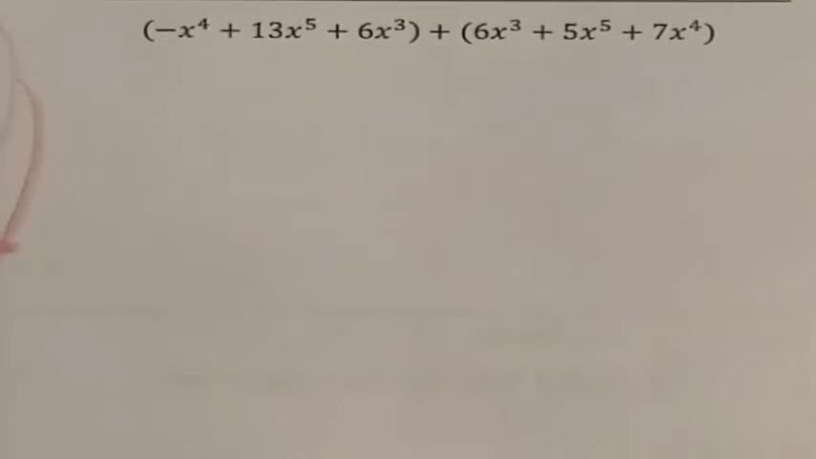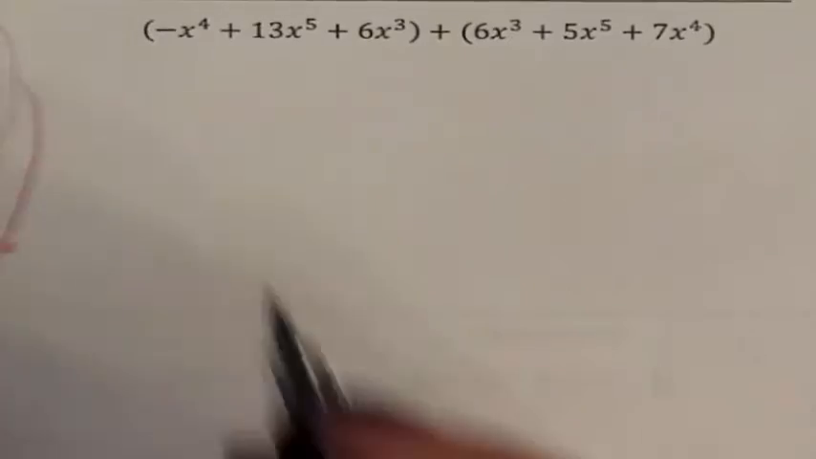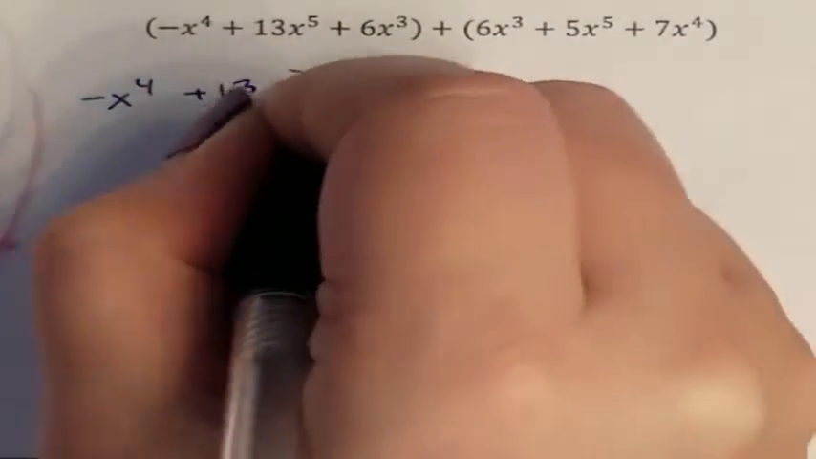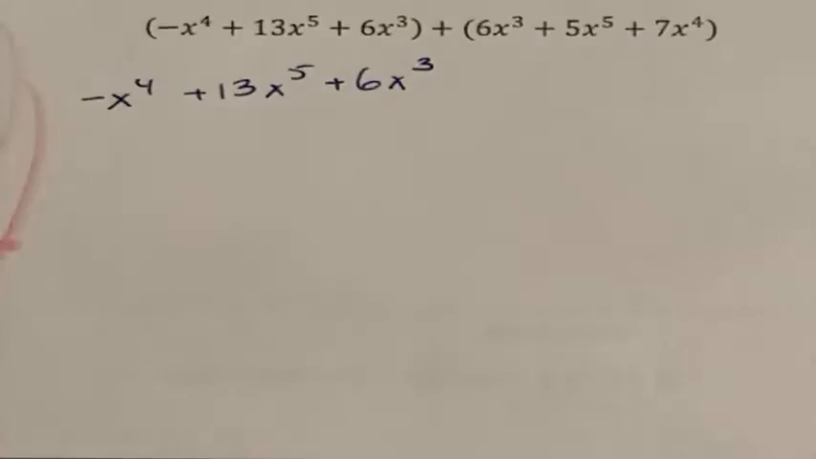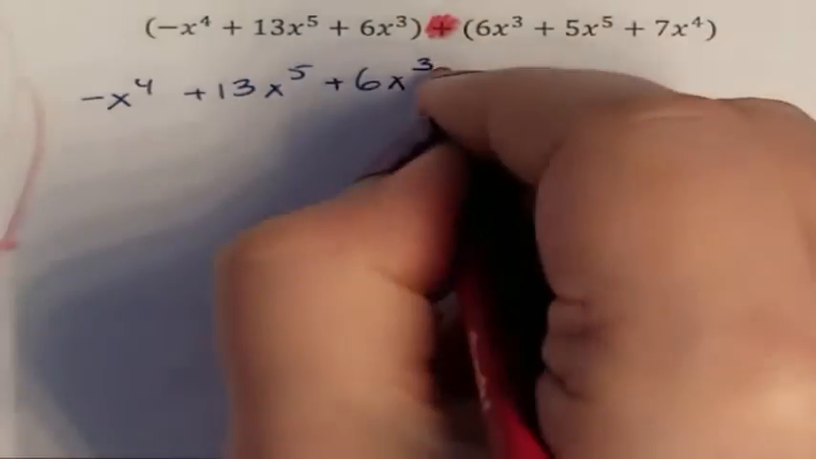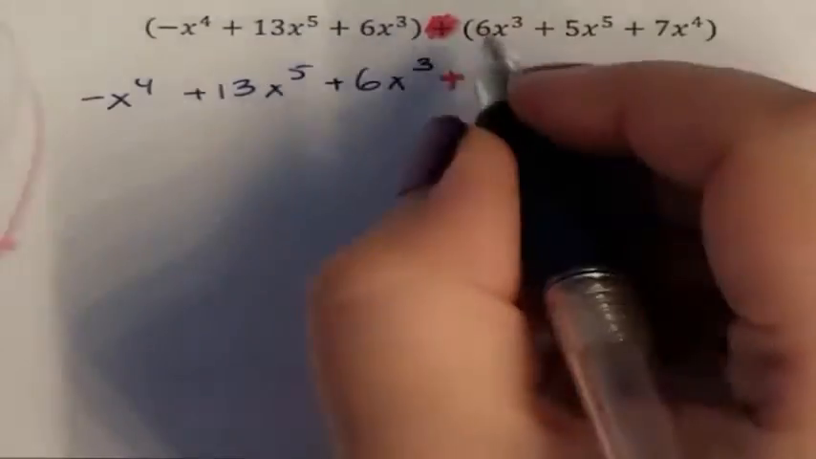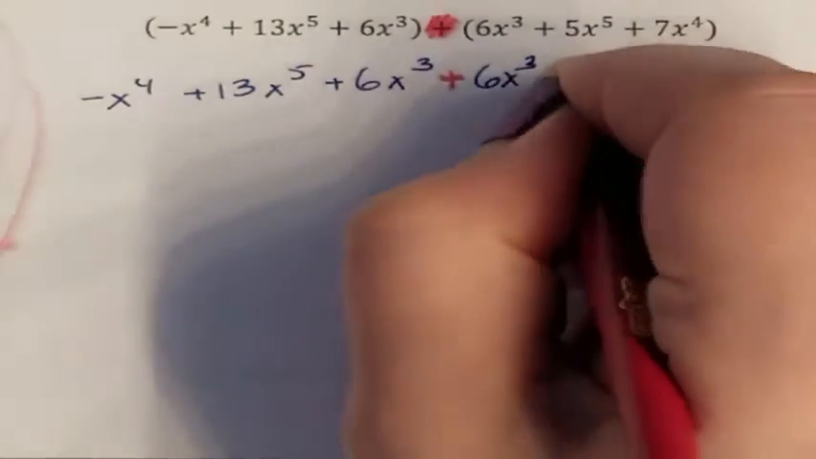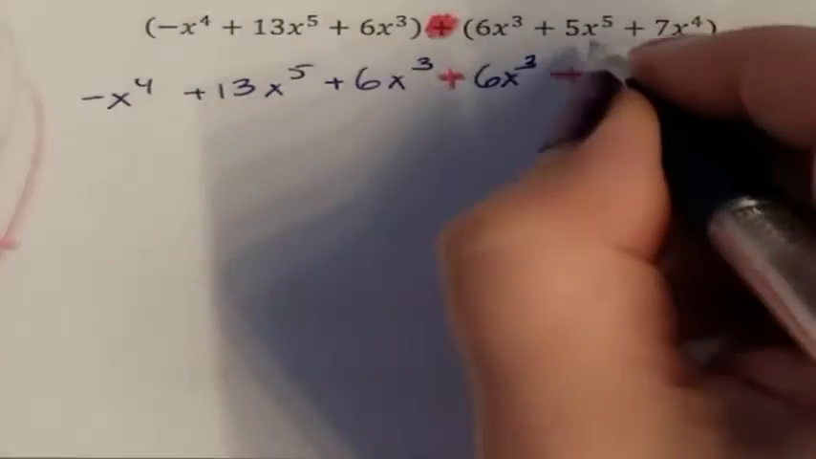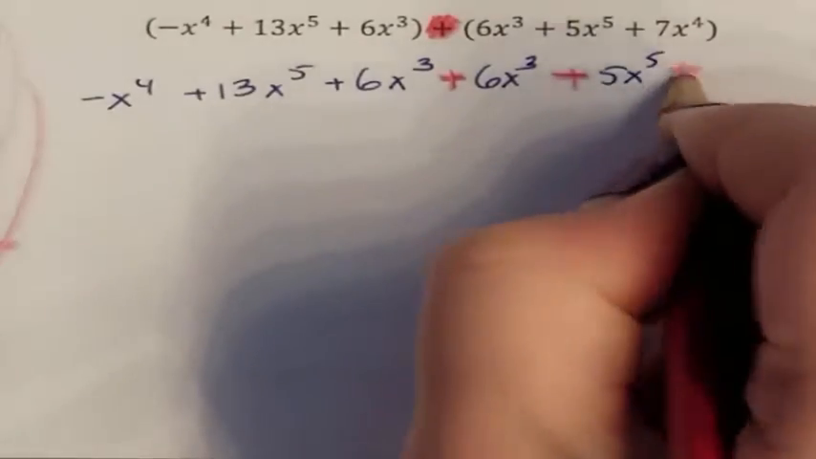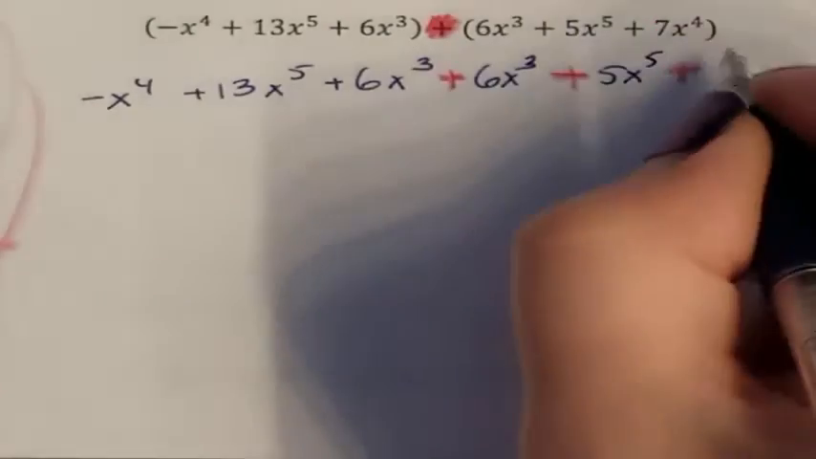Let's go ahead and rewrite this problem, solving it horizontally. So I start off with everything that's in the first parenthesis. And now I need to go through and make sure that I have physically added everything in the second parenthesis. So I'm going to add this 6x to the 3rd. I'm going to add this 5x to the 5th. And then I am going to add this 7x to the 4th.